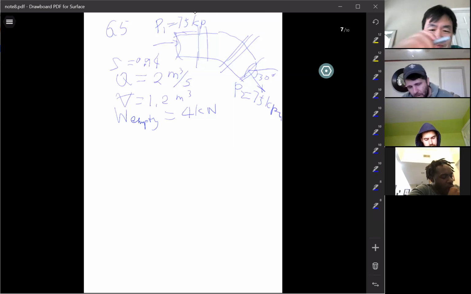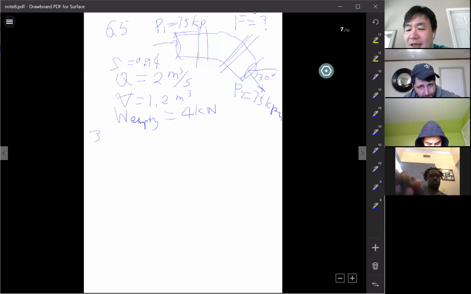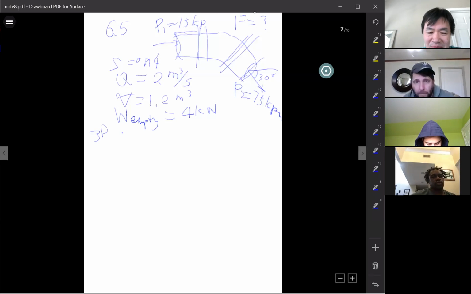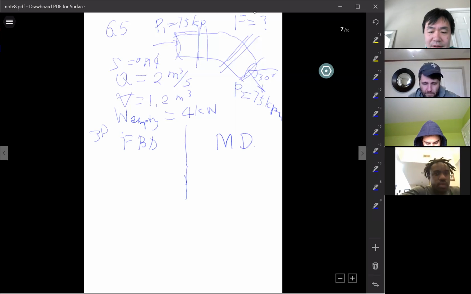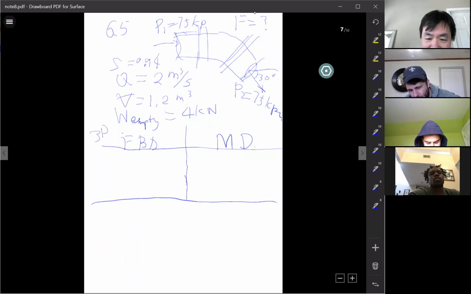It's 3D. What is the force required to hold it? That force will be Fx, Fy, and Fz, right? If you decide it's a conservation of momentum problem, draw the two diagrams here. Follow the procedures, follow the steps. After you draw the diagram, I'm going to write three equations.